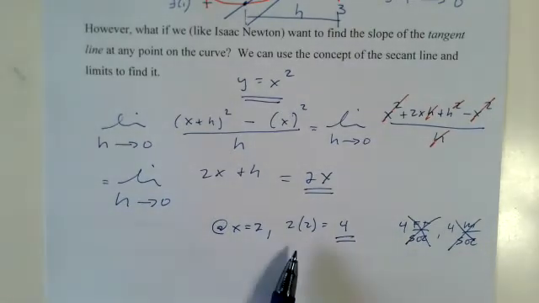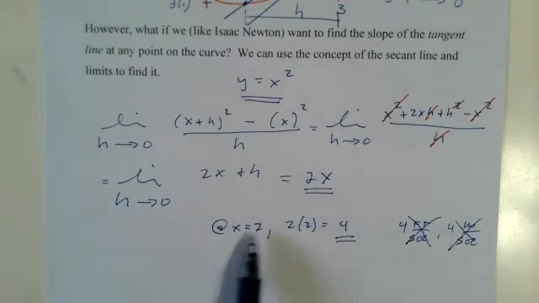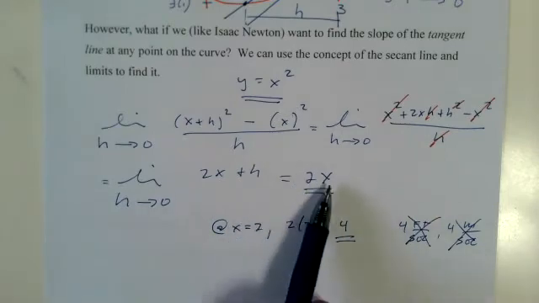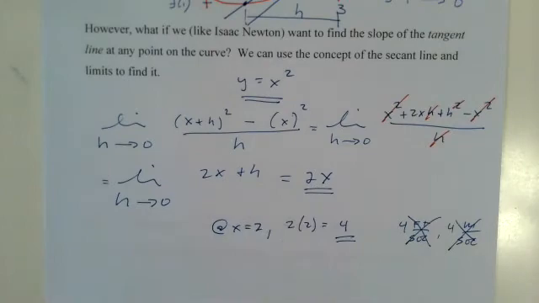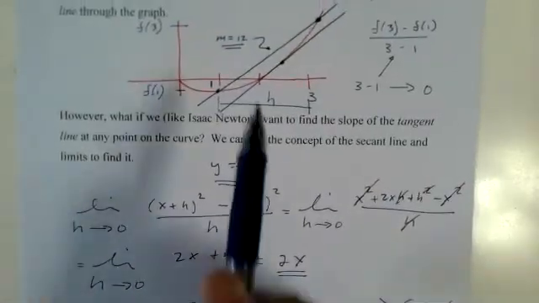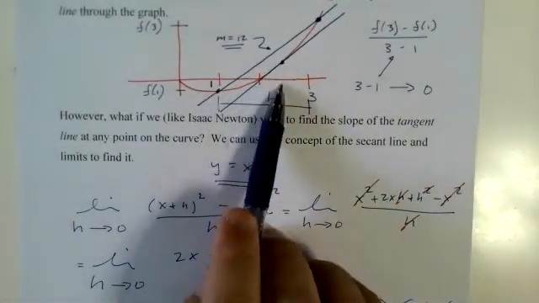Now, I just plucked that 2 out of thin air. Just as an example, we can plug in anything. At x equals 6, it's 12. At x equals -4, that's negative 8, and so on and so on. All right. That is the slope of the tangent line at 2.